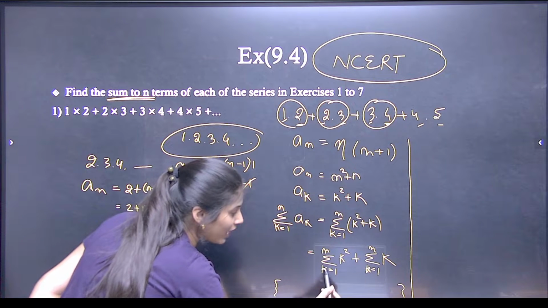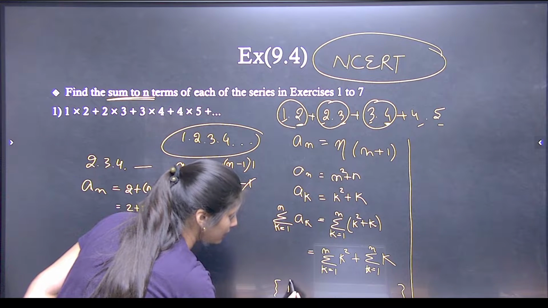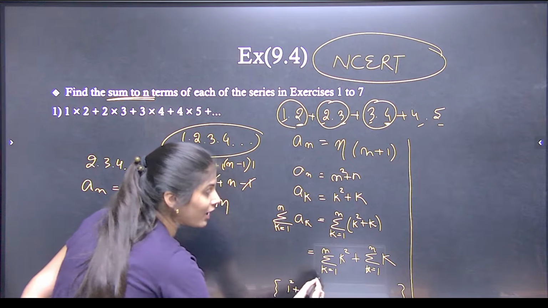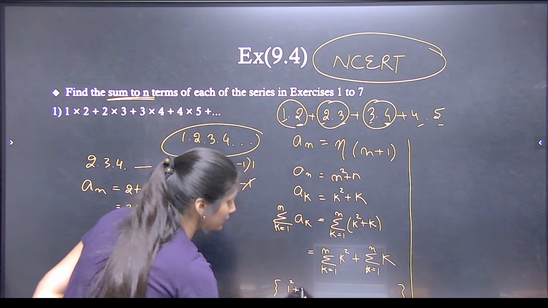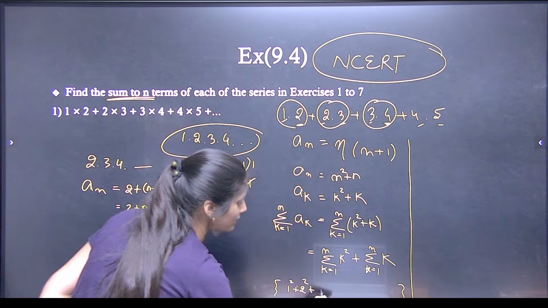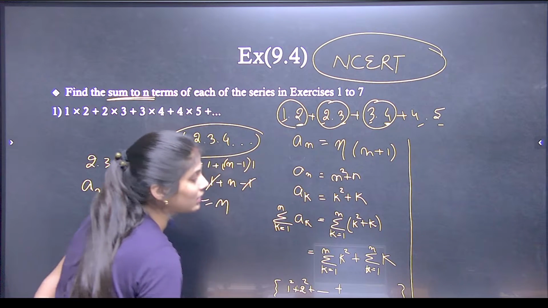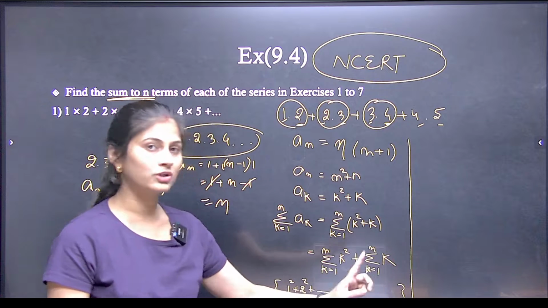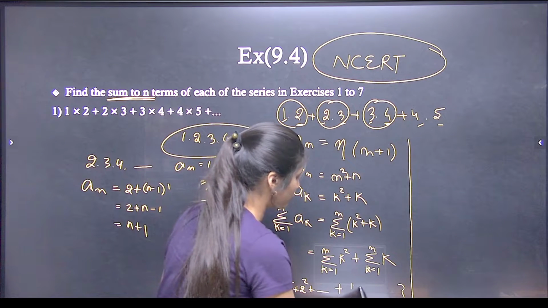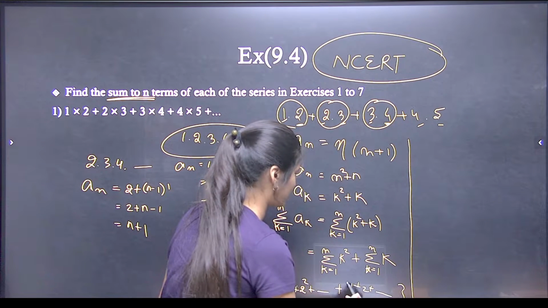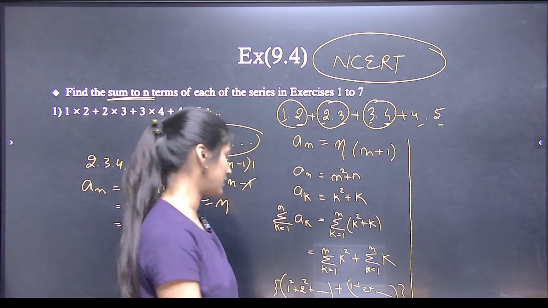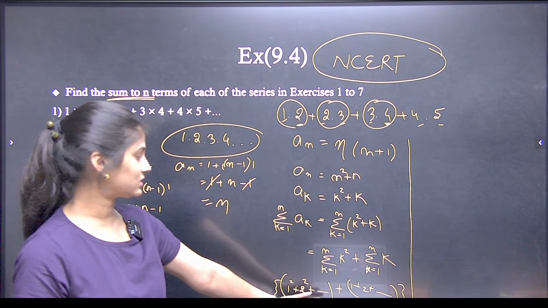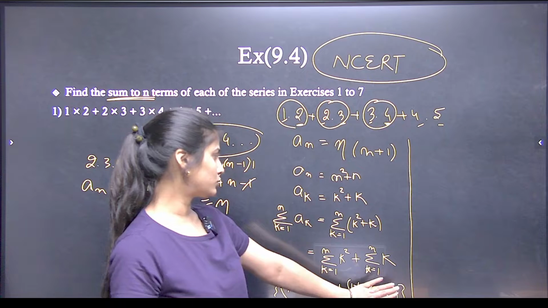So if I put the value of k as 1, then it is 1 square. If I put the value of k as 2, then it is 2 square, and it goes on like this. Similarly for the second part, if I put the value of k as 1, 2, 3, 4, 5, then it is 1 plus 2 plus 3 and goes on. So these are the two brackets. This is 1 square, 2 square, 3 square, and this is 1, 2, 3 like this.